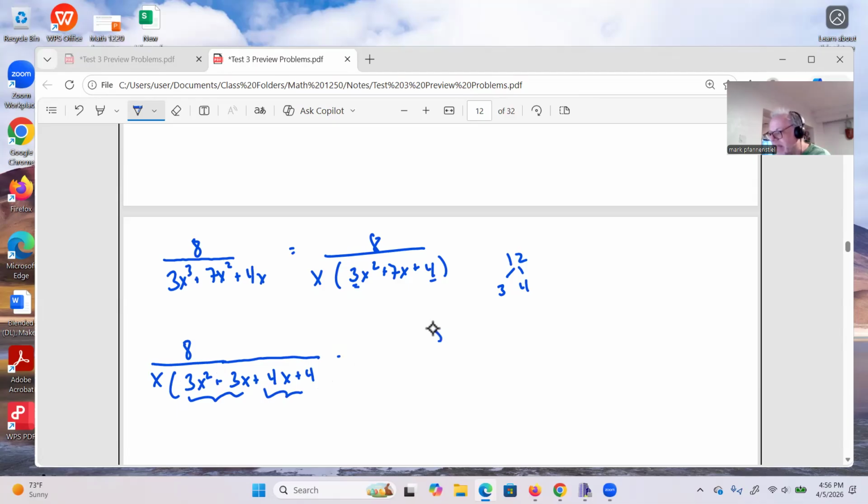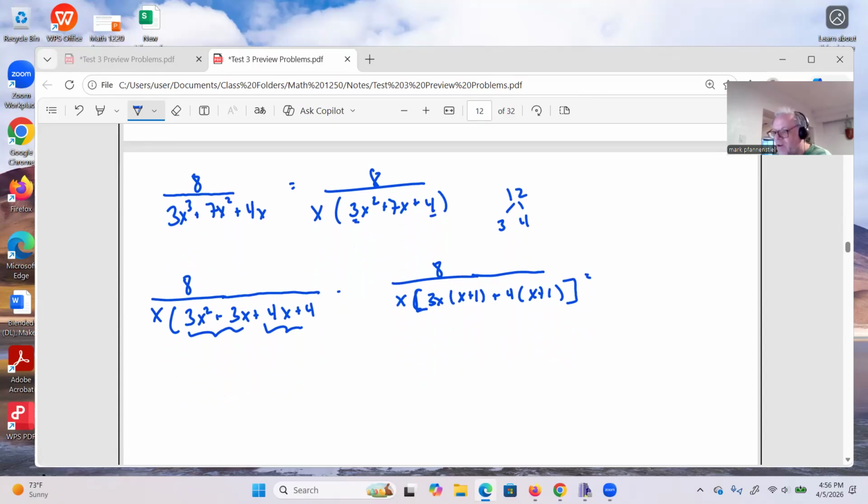So we can say that's 8 over x times, let's do it this way. We have a 3x times x plus 1, plus 4 times x plus 1. And then we can factor all of this. So this is going to be 8 over x times, and let's pull out the x plus 1s, x plus 1 times what's left, 3x plus 4, right?